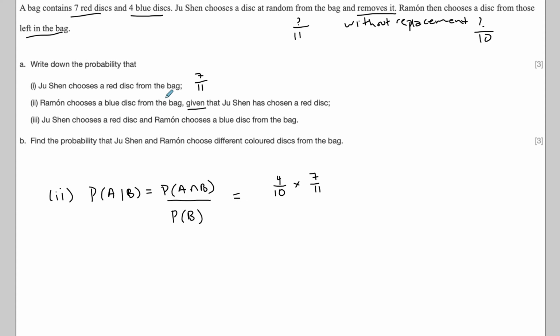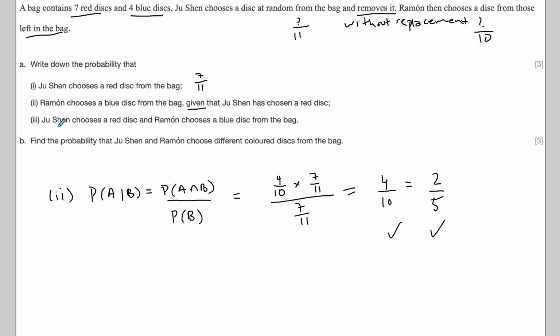We've done that. All the questions will follow through from every answer you get, divided by the probability of Jushan picking red. So that's 7 over 11. If you calculate this, these will cancel out, so you end up with 4 over 10, which simplifies to 2 over 5. Either would work. Even if you write it as a percentage, that is also acceptable.